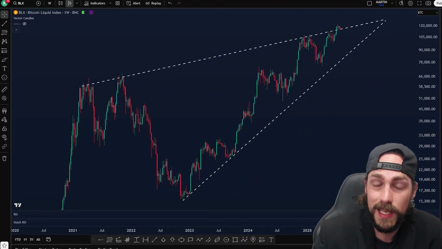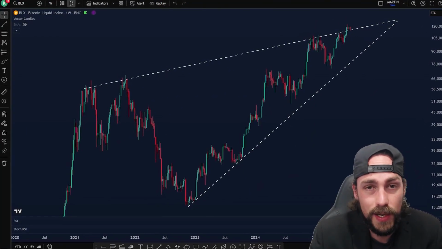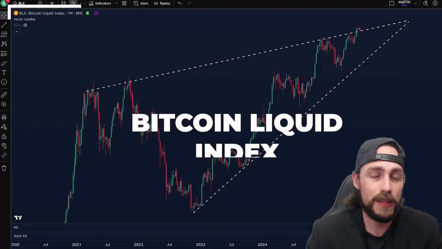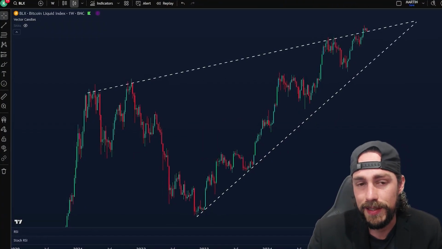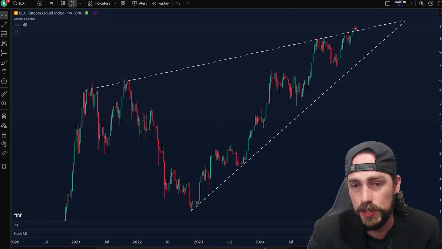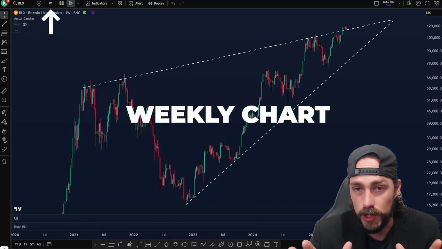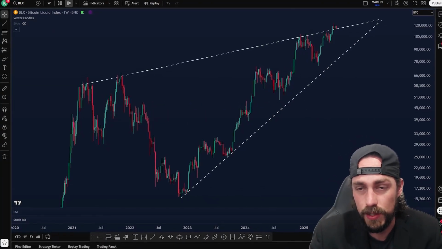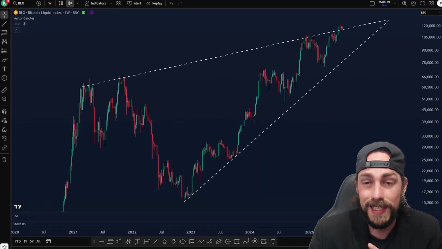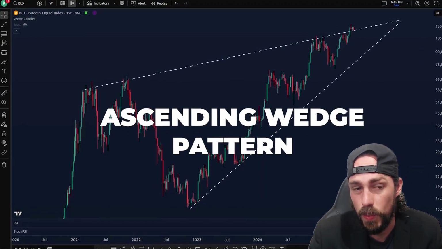I've gone ahead and opened up the 1 week Bitcoin chart. I'm currently on the Bitcoin Liquid Index. Now the Liquid Index takes price data into account from multiple different exchanges. So I'm having a look at this weekly chart, and one of the bigger patterns that I can see zooming out for Bitcoin is that Bitcoin has been forming this ascending wedge pattern.